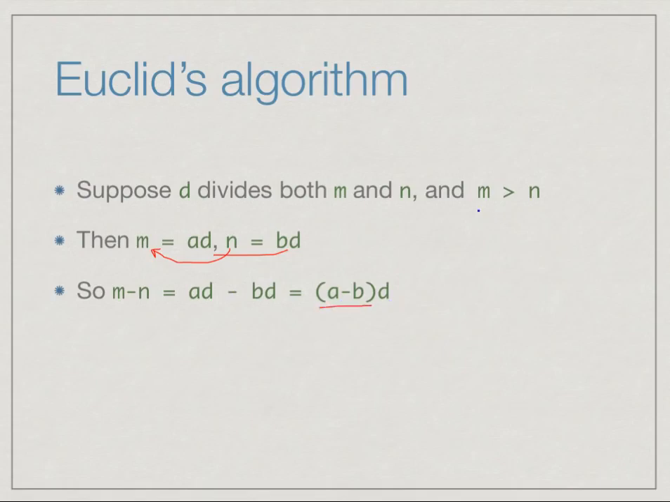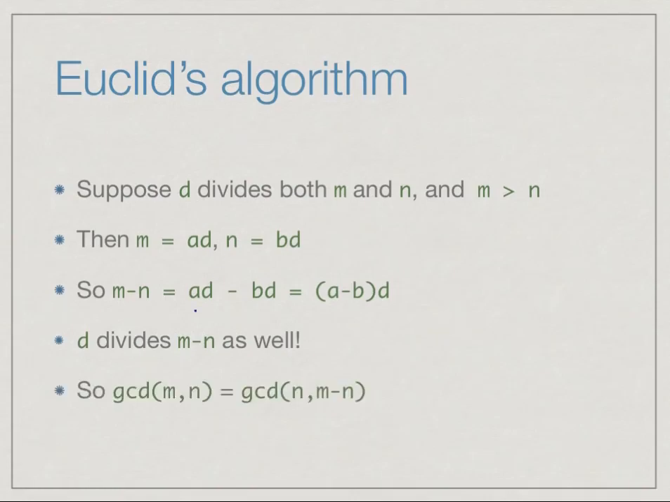So this is where we are using the assumption that m is greater than n. So a minus b will be a positive number. But the important thing to note is that m minus n is also a multiple of d. So in other words, if d divides both m and n, it also divides m minus n. And since d is the largest divisor of m and n, it will turn out that d is also the largest divisor which is common to m, n and m minus n.